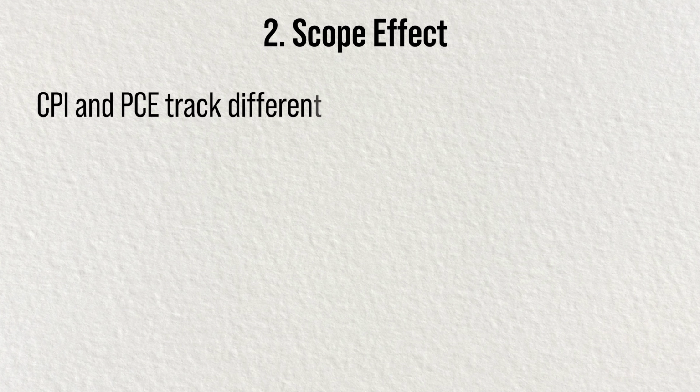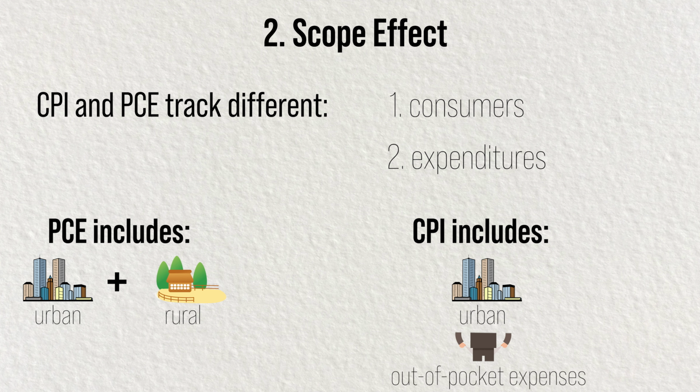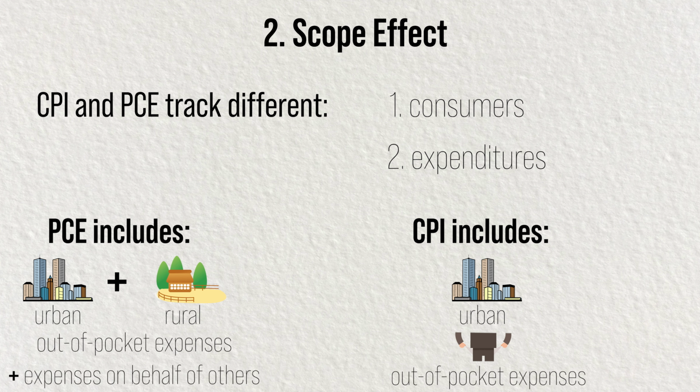The scope effect arises because the CPI and PCE track different populations of consumers and their expenditures. The PCE index includes both urban and rural consumers. Conversely, the CPI considers only urban ones. Also, the CPI takes into account only out-of-pocket spending that consumers incur, but the PCE considers expenditures made on consumers' behalf too. For instance, you're probably paying for your health insurance premiums, but behind the scenes, your employer also covers part of your insurance premium. The CPI does not include employers' contributions, while the PCE does. The same thing happens when a non-profit or a local government subsidizes food and shelter.